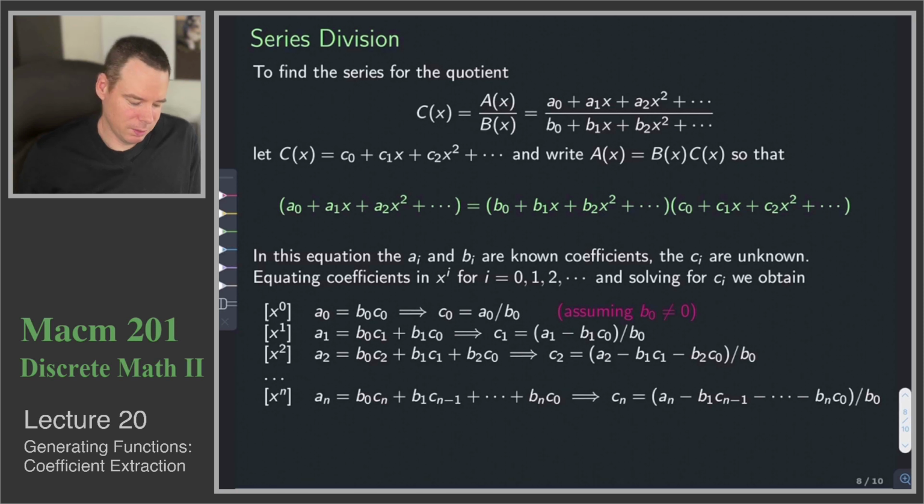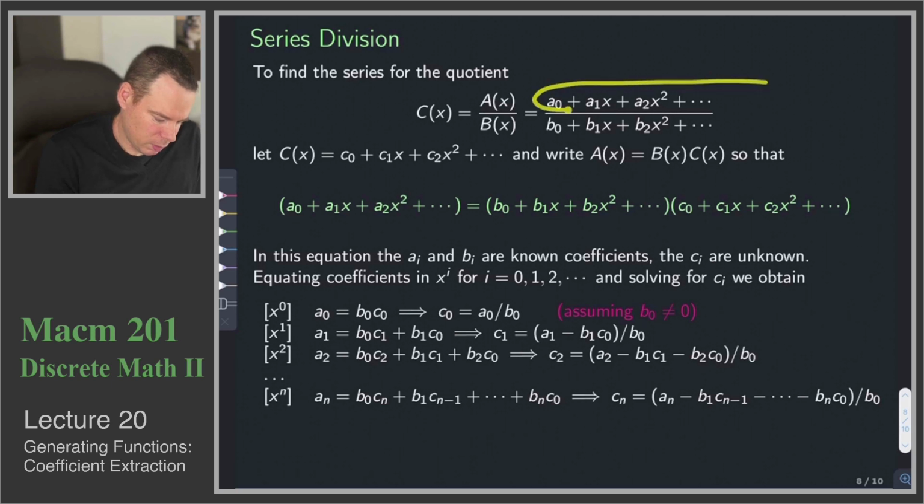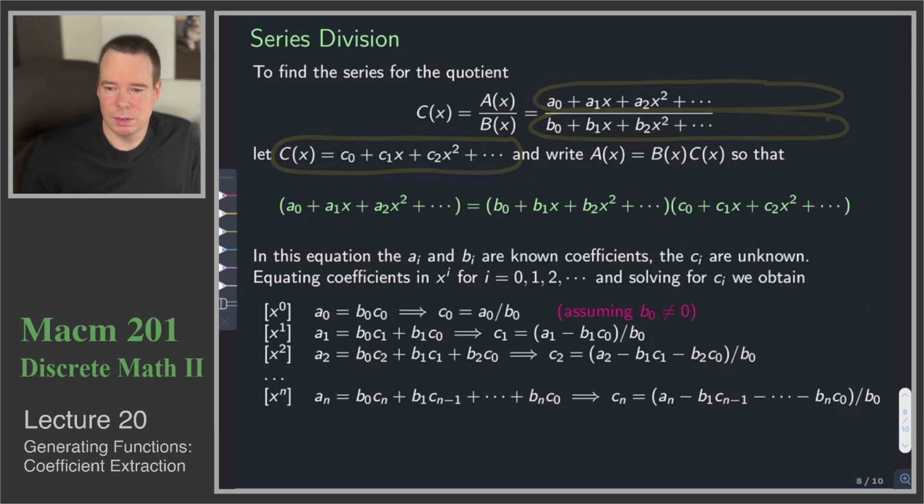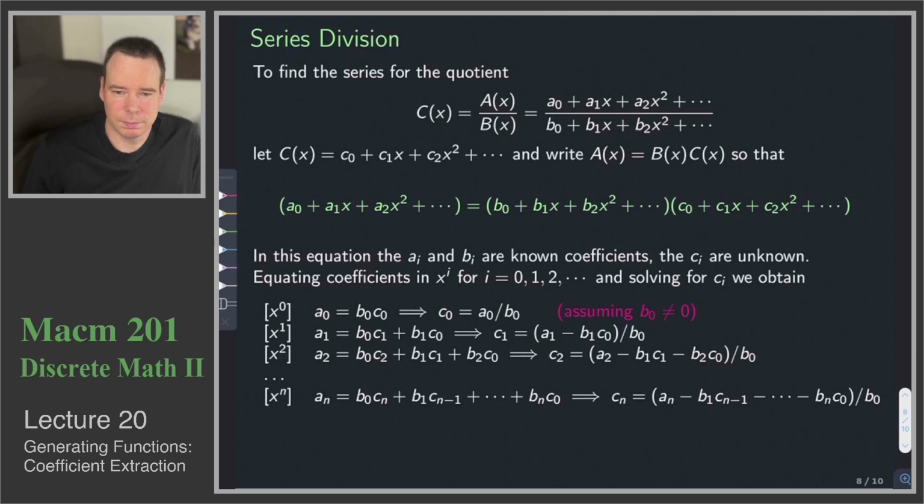What we're going to do here is look at a quotient of two power series, two generating functions. We are interested in finding what that is equal to as a generating function. So the idea is we've got some power series, we're going to divide it by another power series, and we're going to write that as a new power series and figure out what the coefficients are.